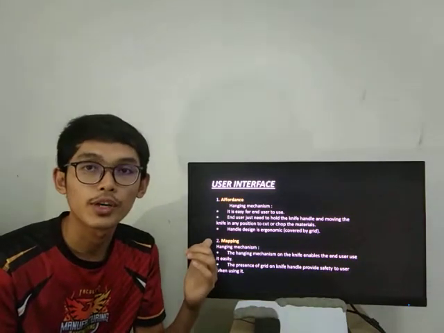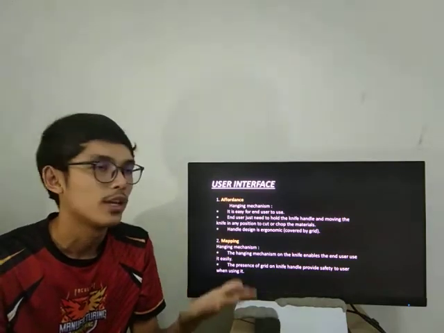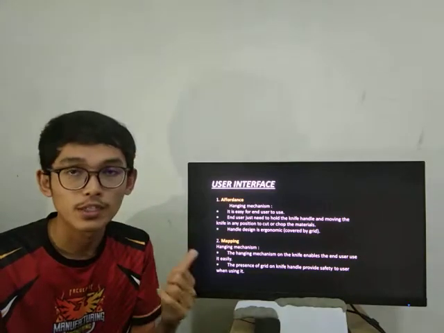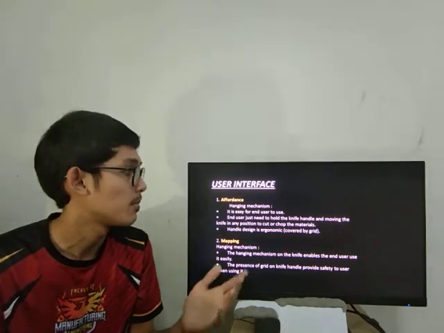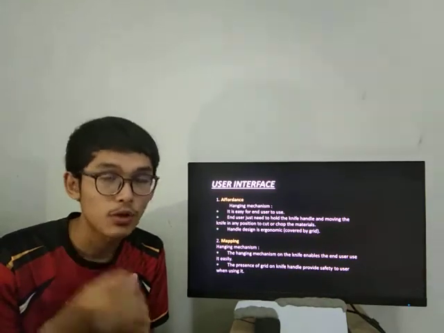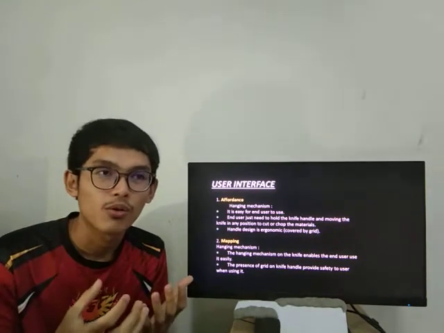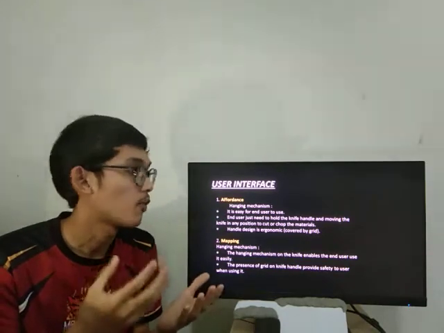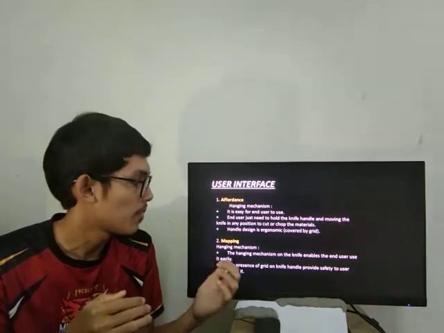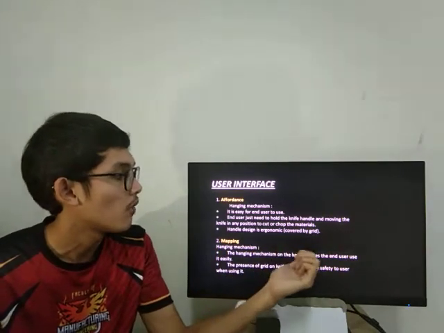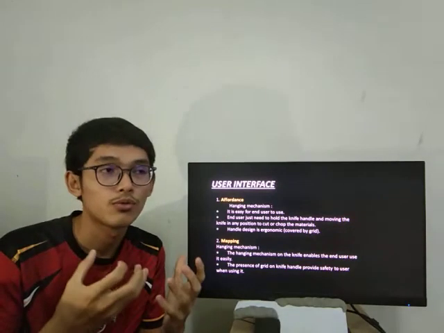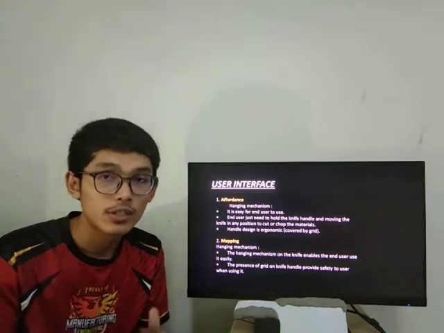Next we are going to look at user interface. There are 2 user interface aspects that we investigate: the first one is affordance, and the second one is mapping. For affordance, we want to design our product to be affordable for our end user needs. The second one is mapping. The mapping is the hanging mechanism of the knife, which enables the end user to use it easily. We want our end user to use the knife easily.